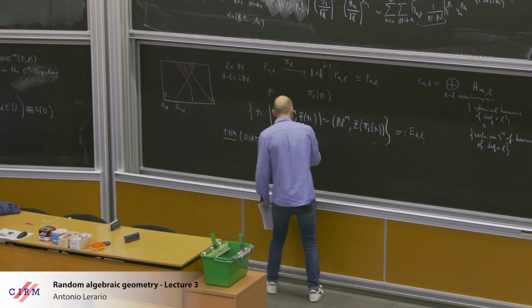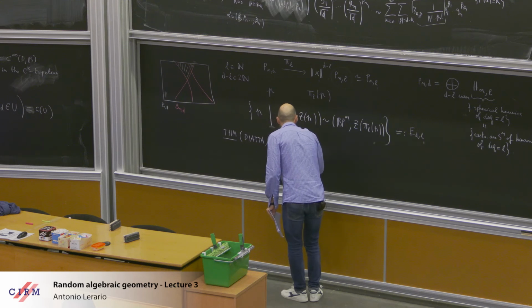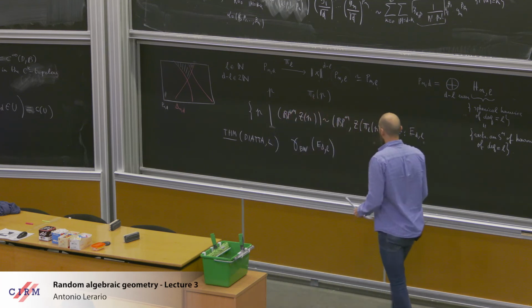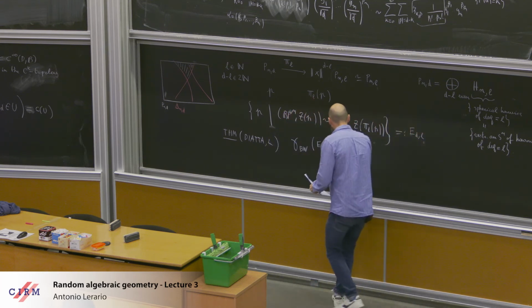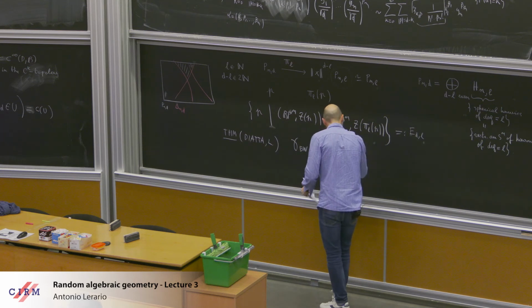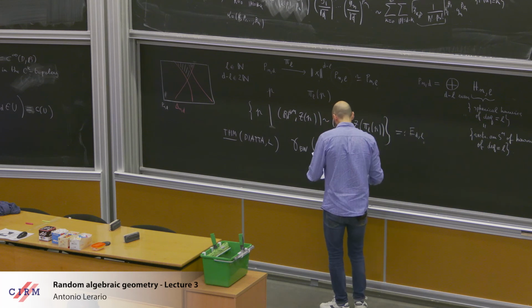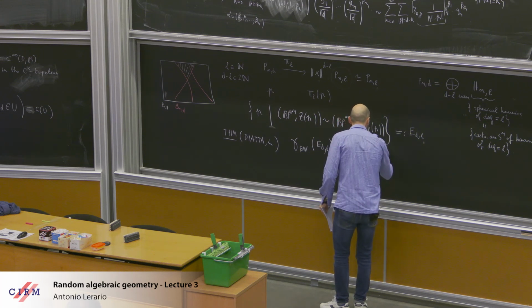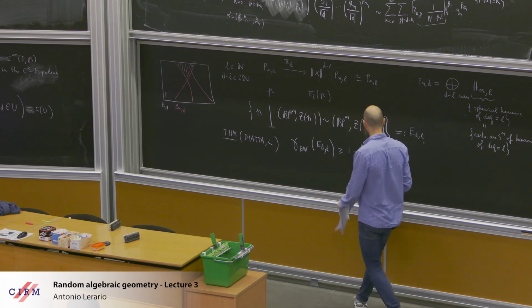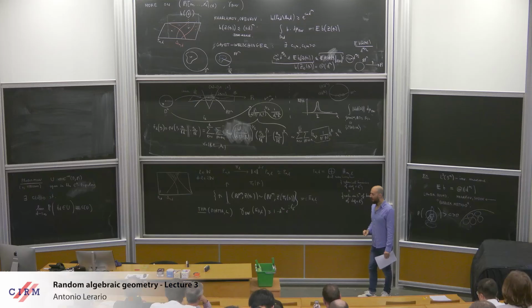If you look at the measure in the Bombieri-Weyl metric of this set, this is larger than 1 minus d to some constant e to the minus L squared over d. Okay? So I want to stare at this inequality and then explain what the consequences are.